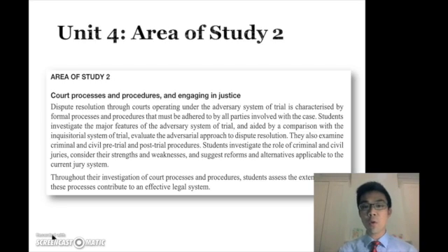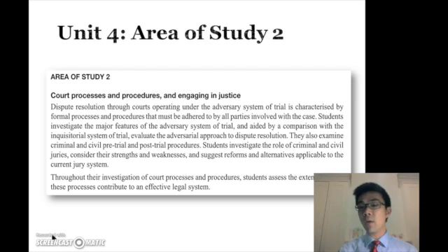Dispute resolution through courts operating under the adversary system of trial is characterized by formal processes and procedures that must be adhered to by all parties involved with the case. Students investigate the major features of the adversary system of trial and, aided by a comparison with the inquisitorial system of trial, evaluate the adversarial approach to dispute resolution. They also examine criminal and civil pre-trial and post-trial procedures.